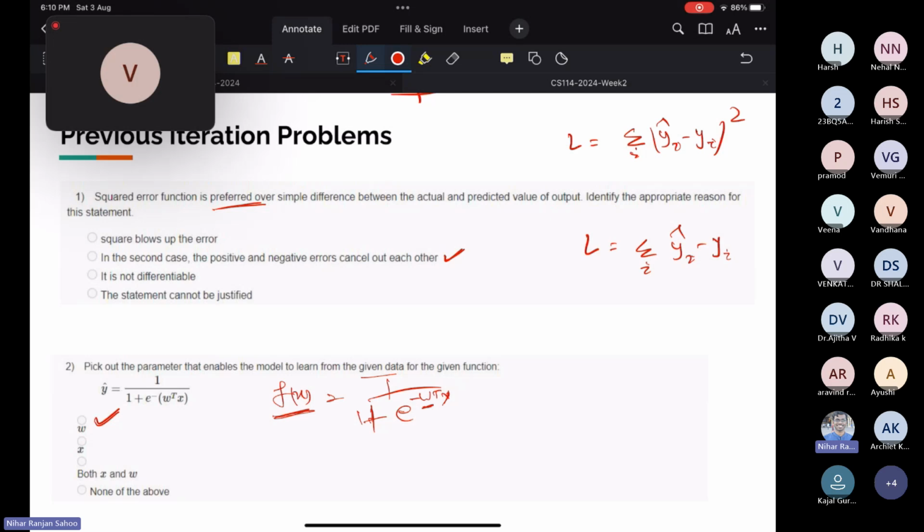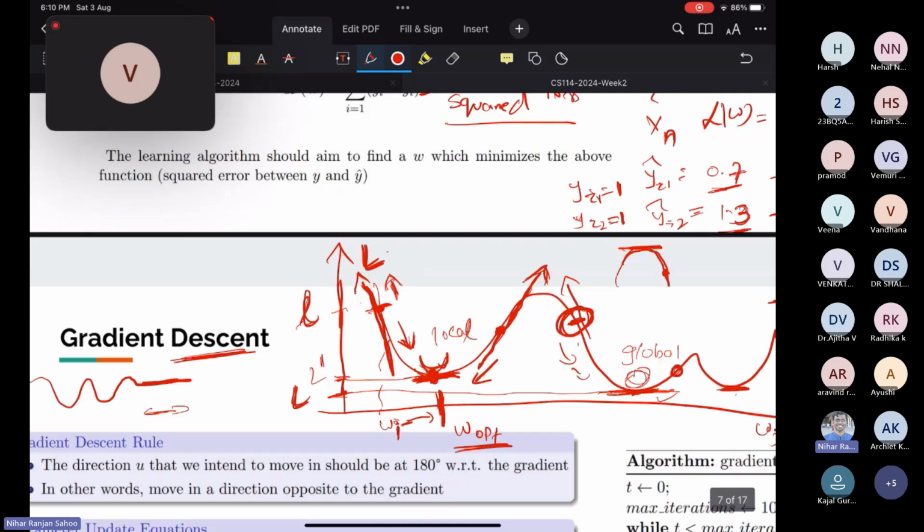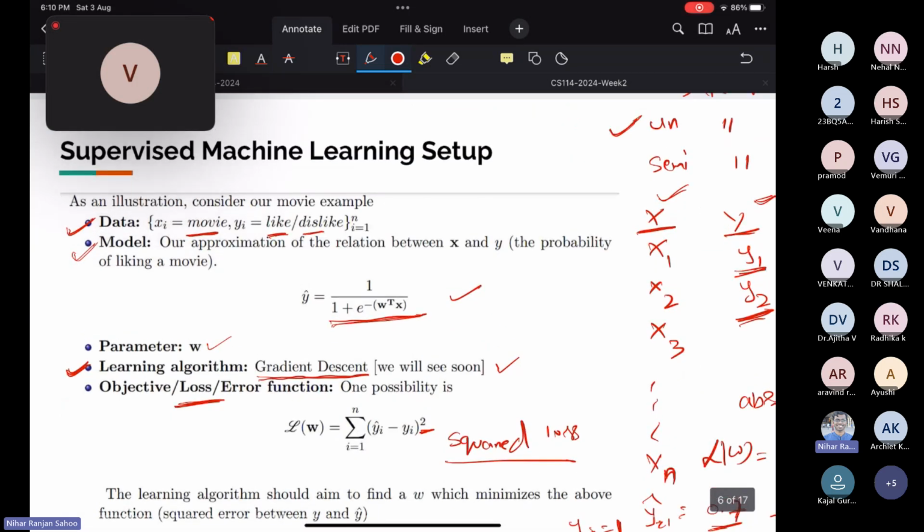X and y are fixed; that is given to us. Learning a model is about learning those W values that are there in the model. And how many W values are there? That is again a design choice. When we are deciding a supervised setup, we decide in the modeling stage how many W values will be there.